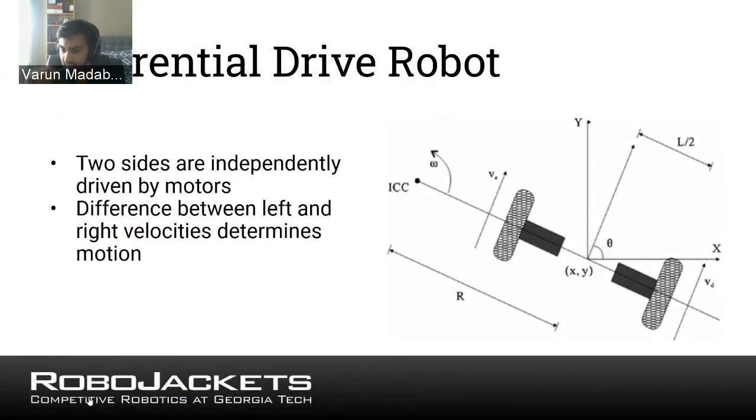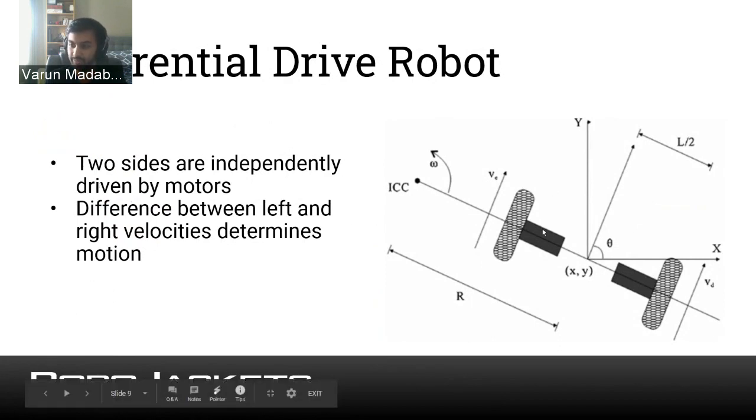So to start with, most robots in FRC are tank drive, or as we call it, differential drive. Differential drive means that the robot's motion is defined by the difference between the speed of the left side and the speed of the right side. And that's because they're independently driven. There's one motor on each side.